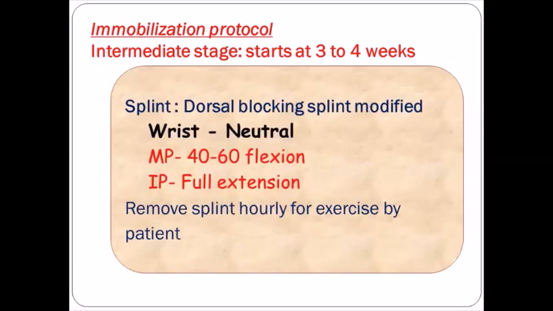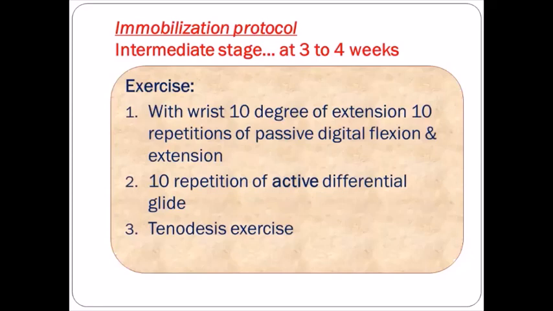Now coming to the intermediate stage, which starts at 3 to 4 weeks. The patient will continue the dorsal blocking splint, but there will be some modification in that splint. The wrist will come to neutral, and the MP joint and IP joint will be in the same position. Then the patient removes the splint hourly for exercise. Then exercises with the wrist at 10 degrees of extension and 10 repetitions of passive digital flexion and extension.